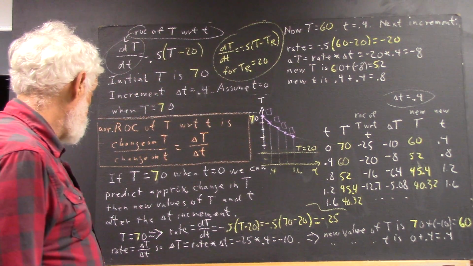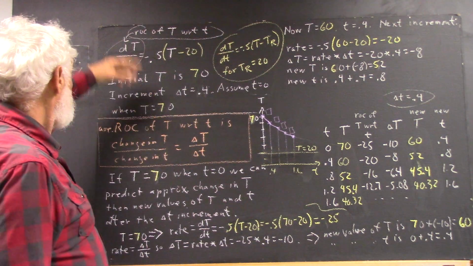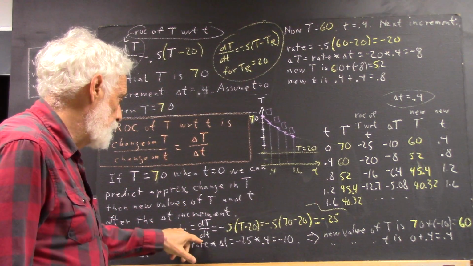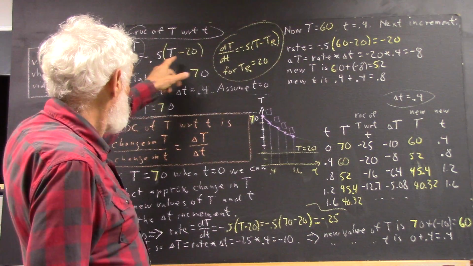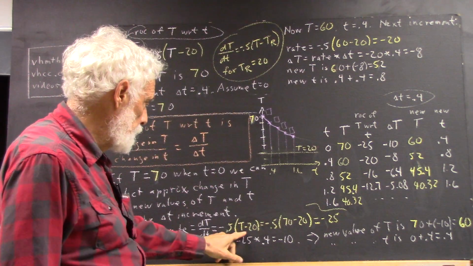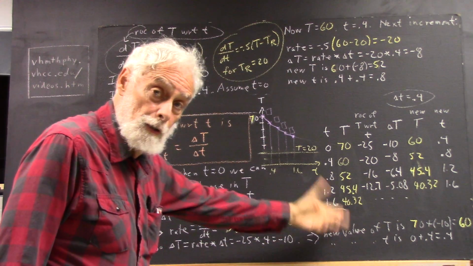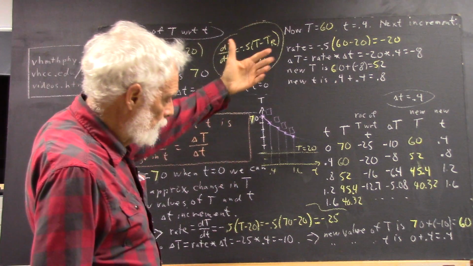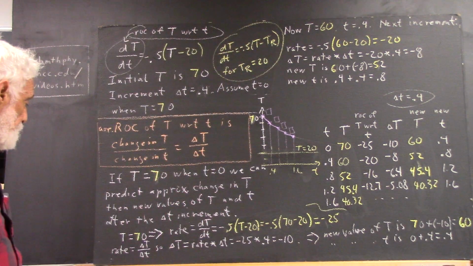Well, we first calculate the rate. And by rate, I mean the rate of change of big T with respect to little t. So we calculate the rate. dT/dt is what? It's negative 0.5 times (T minus 20). And big T is 70, so it's this. And we calculate then the rate is negative 25. Now that would be negative 25 units of big T per unit of little t.